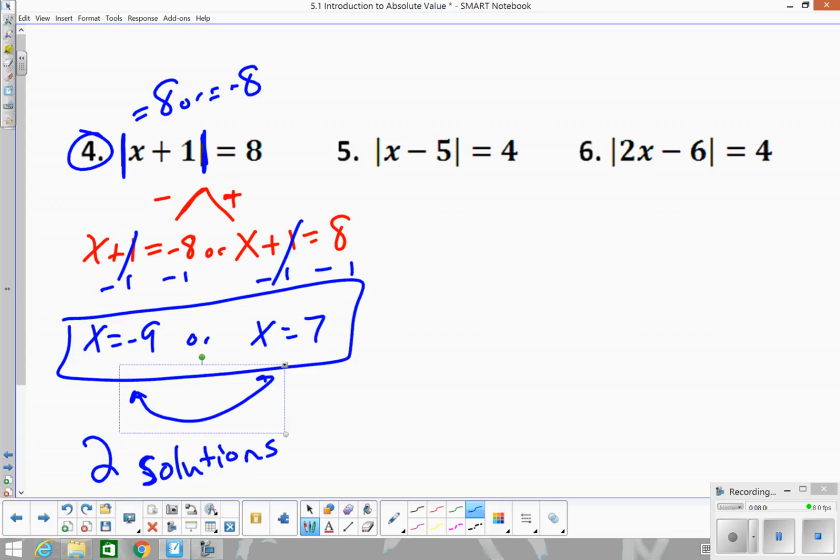Okay, if you wanted to go ahead and check, negative 9 plus 1 is negative 8. The absolute value of negative 8 is 8. So that holds true. If I plug in the 7, 7 plus 1 is 8. The absolute value of 8 is 8, which is also true.